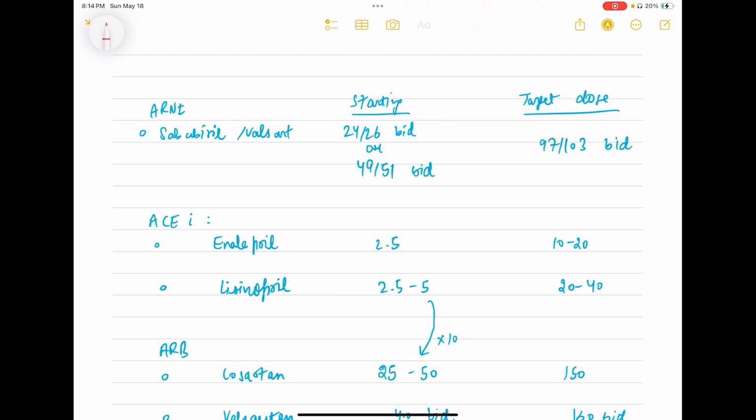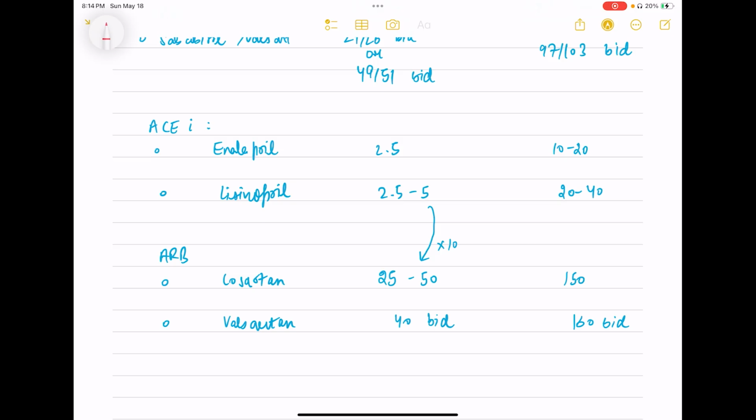Let's look at some of the doses. For ARNI, Entresto, start at 24-26 or 49-51 BID dosing, and then the target dose is 97-103 BID. Not going over all the ACE inhibitors and ARBs, but the common ones. So we have enalapril, you start at 2.5 and go up to 10 to 20. Lisinopril, start at 2.5 to 5 and go up to 20 to 40. For ARBs, we have losartan, which is kind of like 10 times the lisinopril dose. So 25 to 50 is where you start, and you go all the way to 150. And for valsartan, you start around 40 BID, and you can go all the way up to 160 BID.